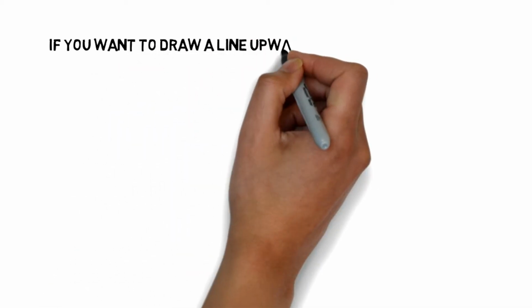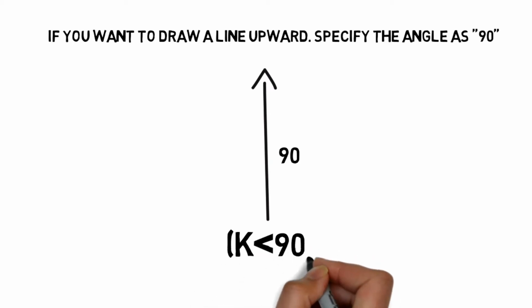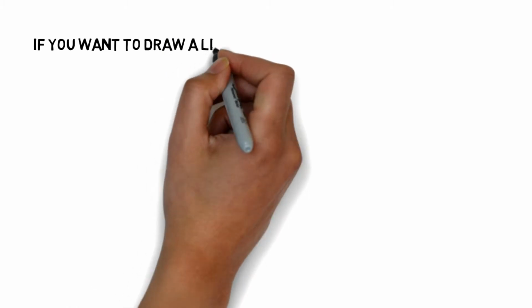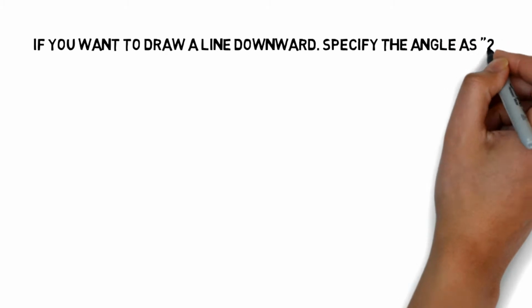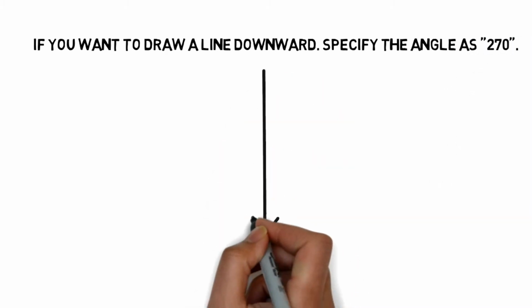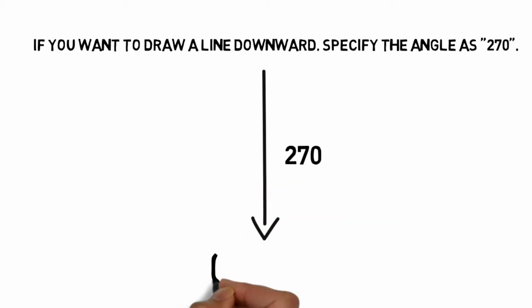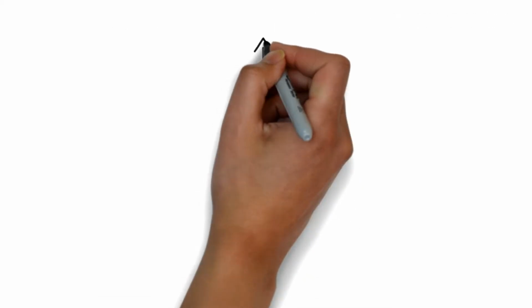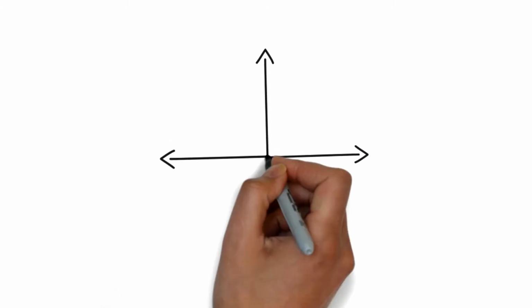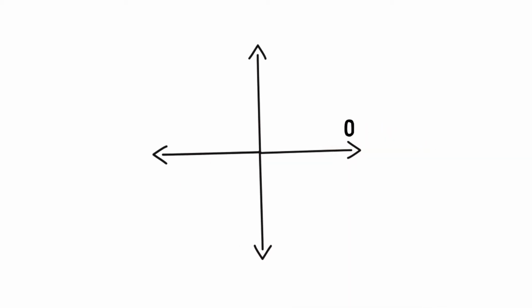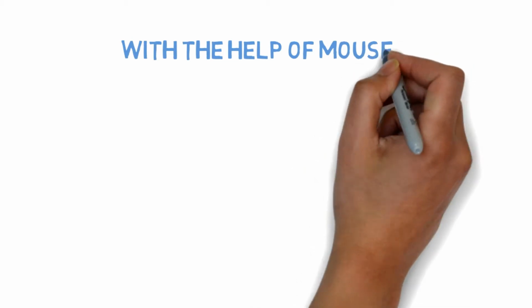If you want to draw a line upward, specify the angle as 90 degrees. K angle 90. If you want to draw the line in the downward direction, specify the angle as 270. The general form is K angle 270. K is any number. Here we show you the angles in AutoCAD: 0, 90, 180, 270 and 360.